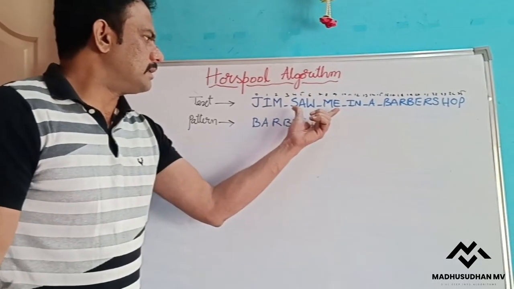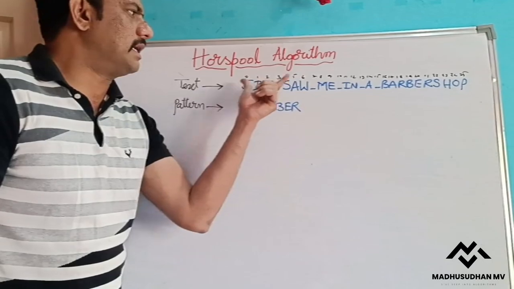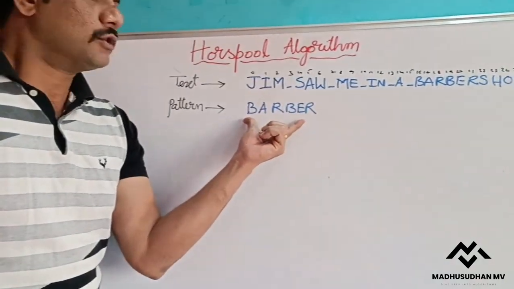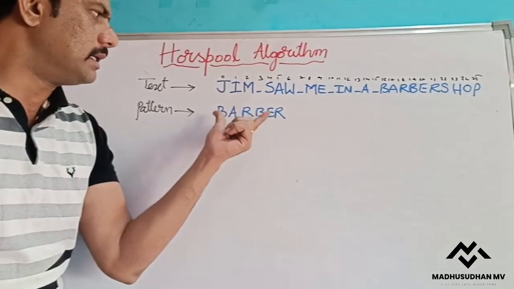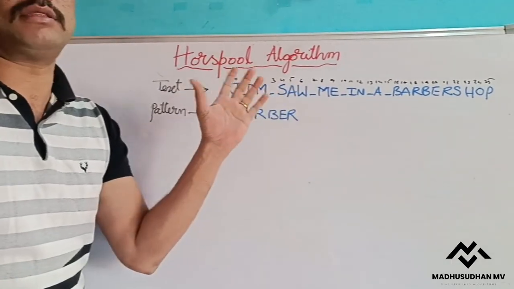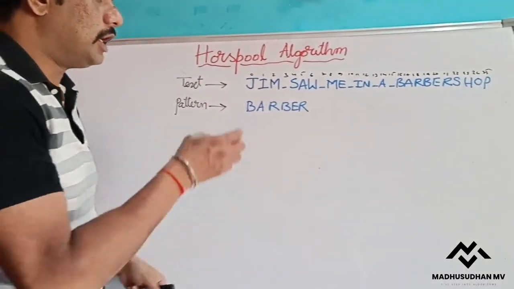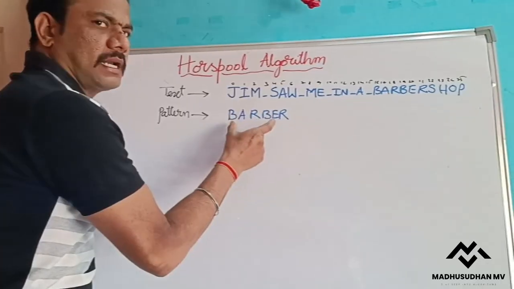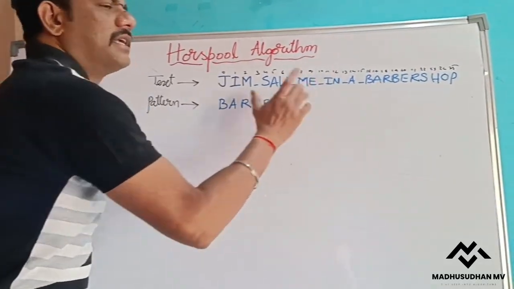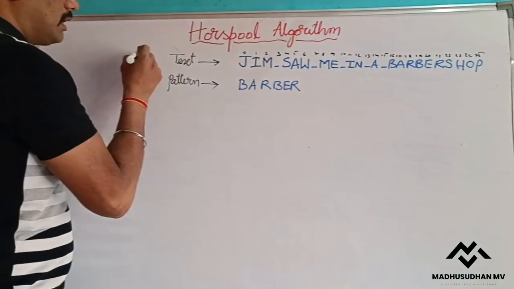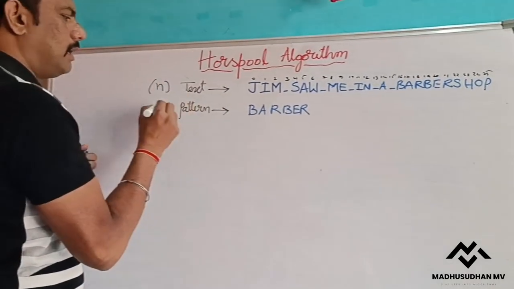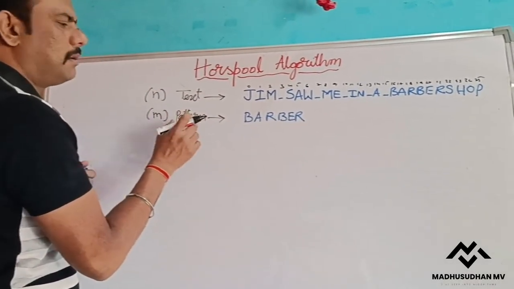Consider this is a text and this is a pattern. We need to search whether this pattern is present in this text or not. This is what string matching is. Generally, we take a text of some n characters and a pattern of m characters.